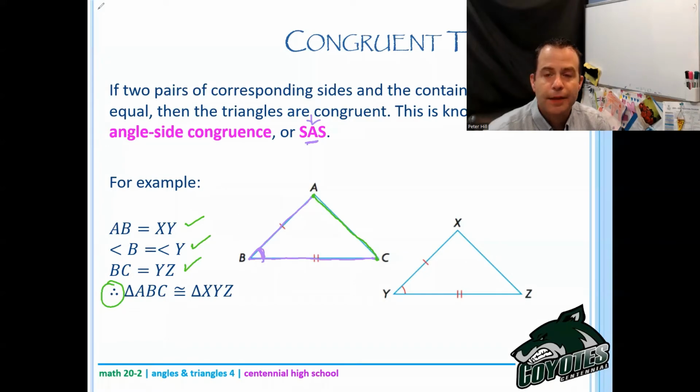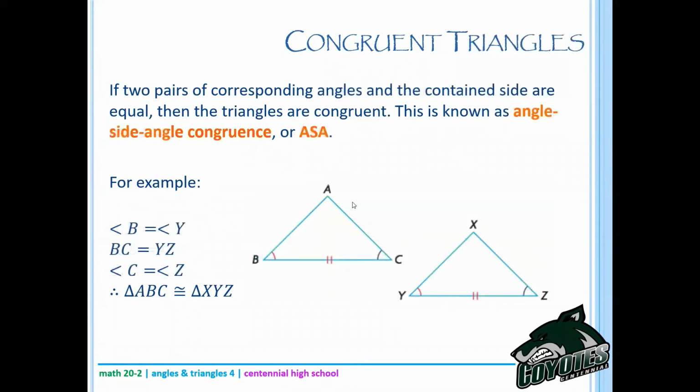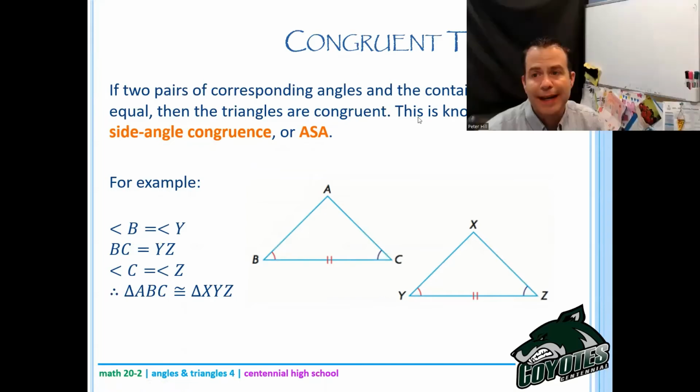Okay. And then the third way we do this, I'll just hide myself again for a sec. If two pairs of corresponding angles and the contained side are equal. So this is kind of the opposite of what I just said. I have two angles and the side in between. Then the triangles will be congruent. This is known as angle side angle congruence, or ASA. Okay, again, the way we write that is important. ASA, the S implies that the side is in between the two angles.